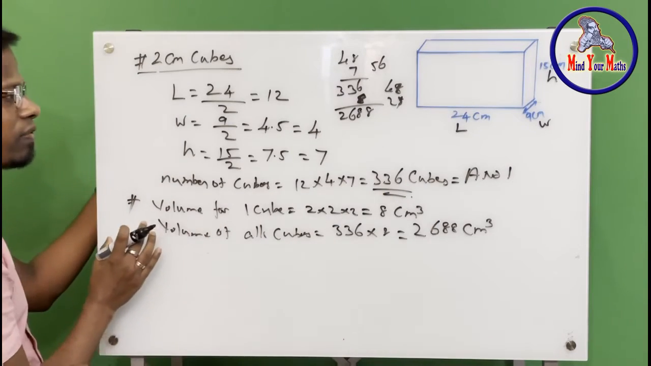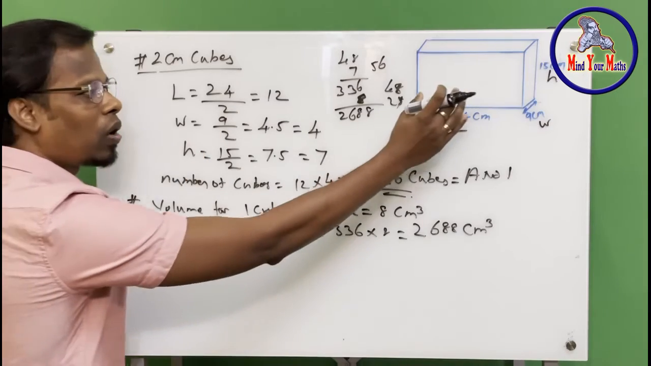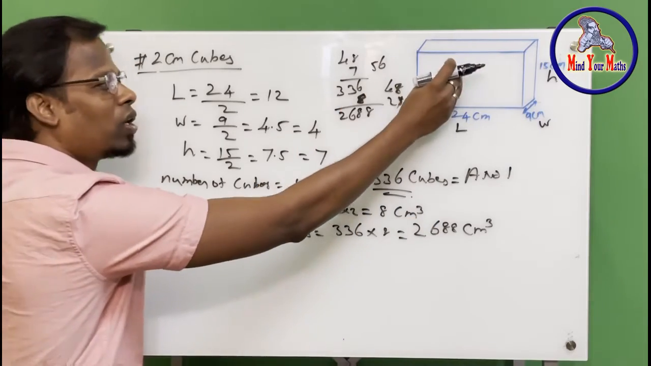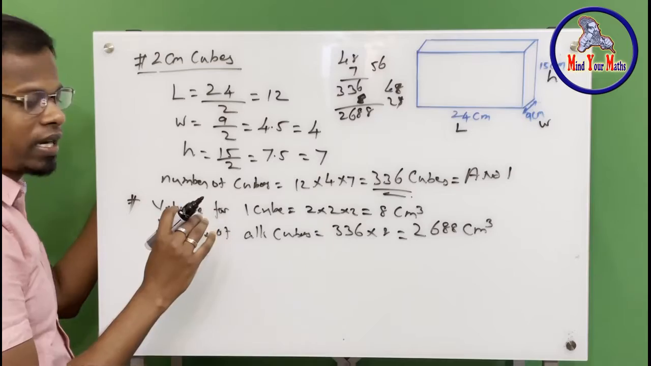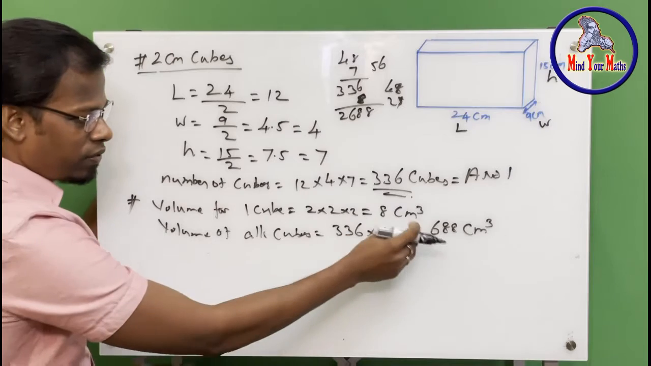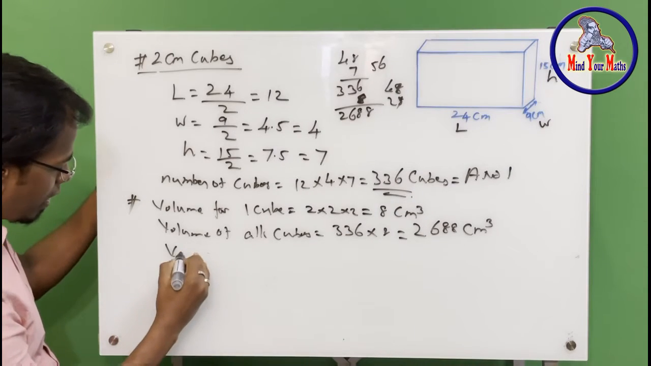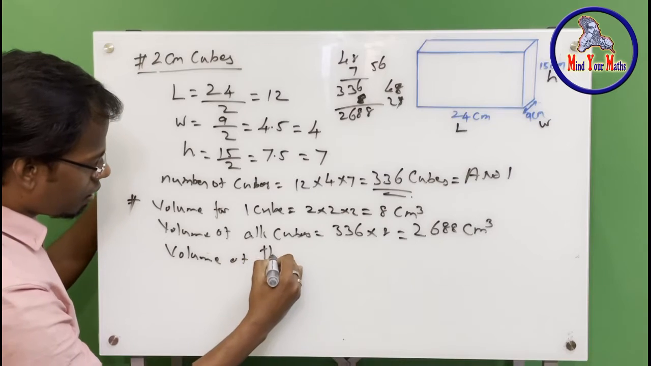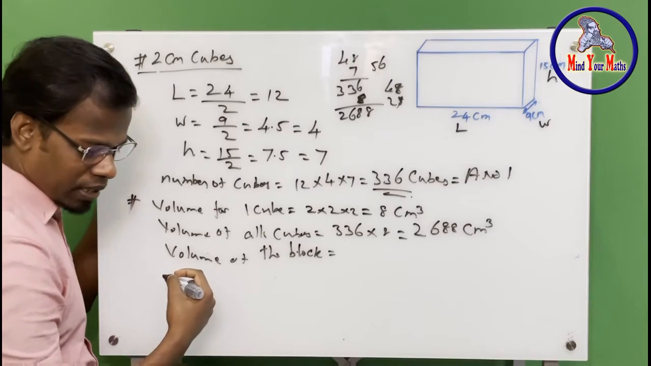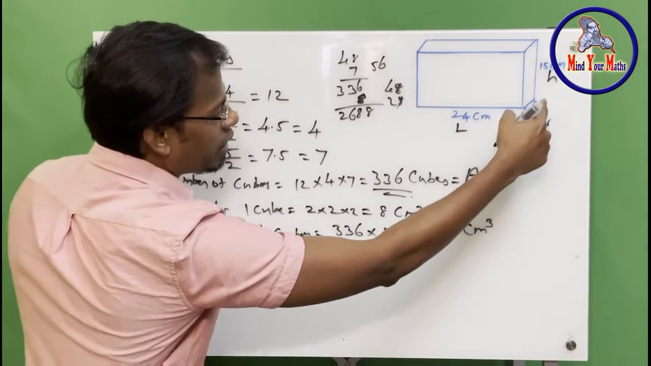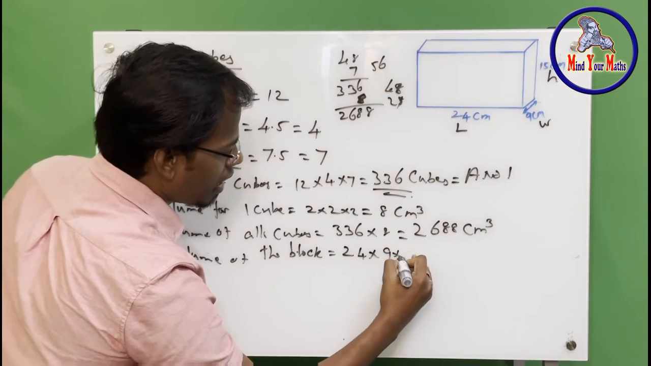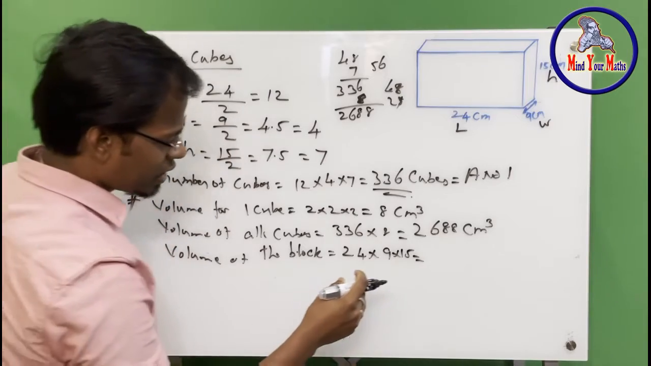But the question is, we need to find how much of the wooden block will be left after cutting these cubes. So we need to find the whole block's volume also. The volume of the block is equal to, what is the measurement given? It is 24, 9, and the height is 15. So 24 times 9 times 15.